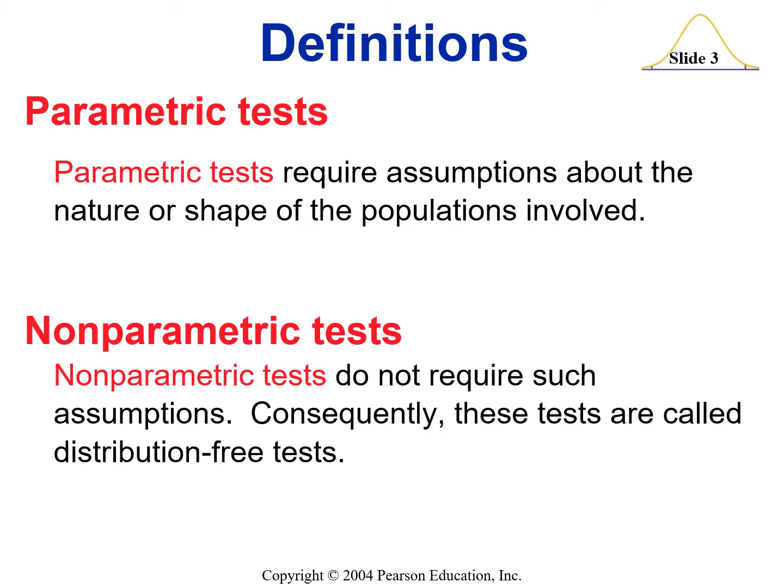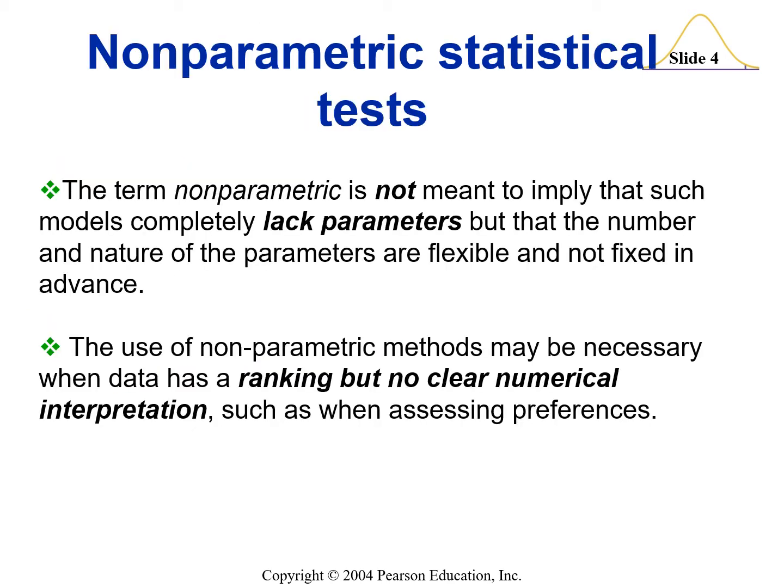Again, the main difference between parametric and non-parametric tests is that in a parametric test, we require an assumption about the nature of the distribution of the population involved. This distribution should be normal. For a non-parametric test, we do not require that assumption of normal distribution.